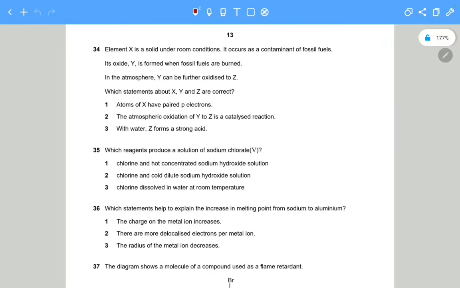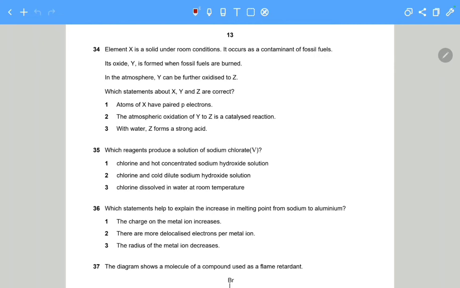Question 34. Element X is a solid under room conditions. It occurs as a contaminant of fossil fuels. Its oxide Y is formed when fossil fuels are burned. In the atmosphere, Y can be further oxidized to Z. Which statements about X, Y, and Z are correct?